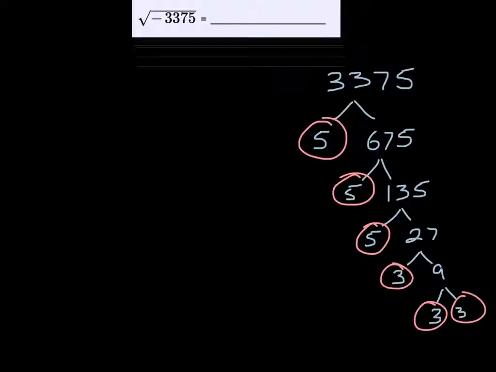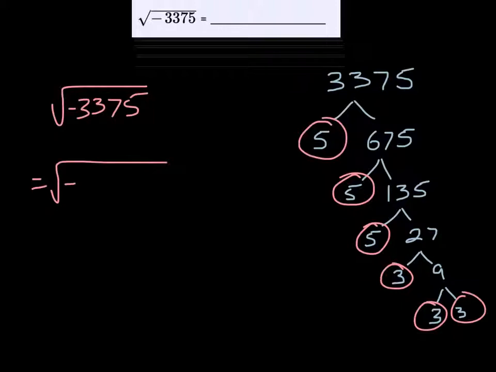All right, and so what that means is that 3,375 is 5 times 5 times 5 times 3 times 3 times 3. So in other words, this expression of negative 3,375, I'm going to do actually the same step as I'm going to separate this negative 1 part. So I got negative 1 times 3 to the third times 5 to the third.